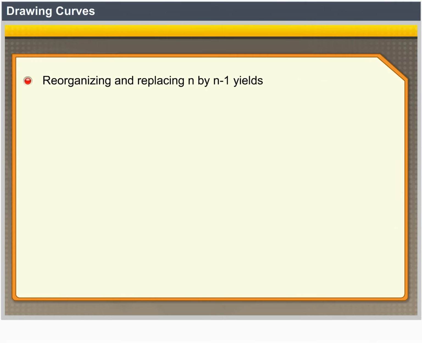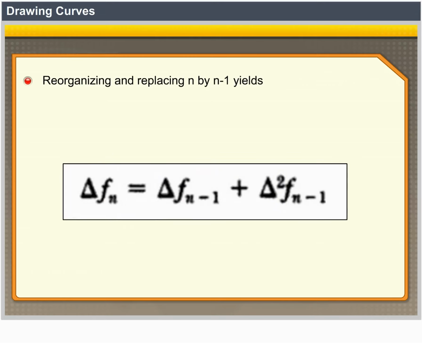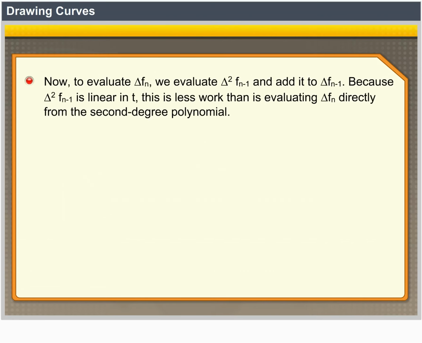Reorganizing and replacing n by n minus 1 yields delta fn equals delta fn minus 1 plus delta squared fn minus 1. Now to evaluate delta fn, we evaluate delta squared fn minus 1 and add it to delta fn minus 1. Because delta squared fn minus 1 is linear in t, this is less work than evaluating delta fn directly from the second degree polynomial.